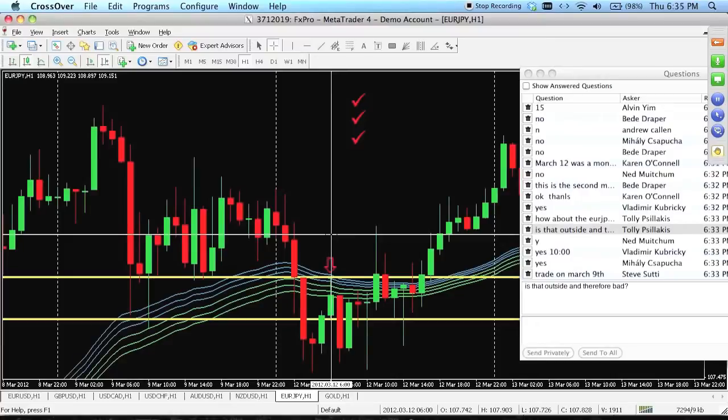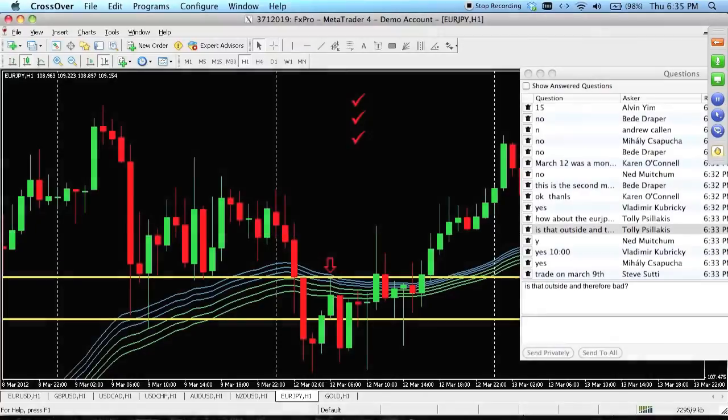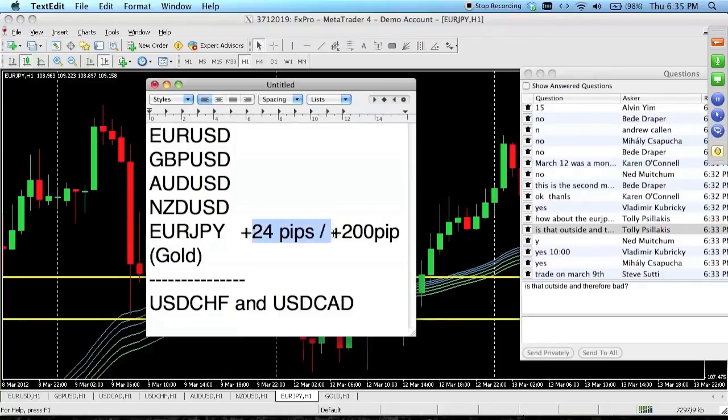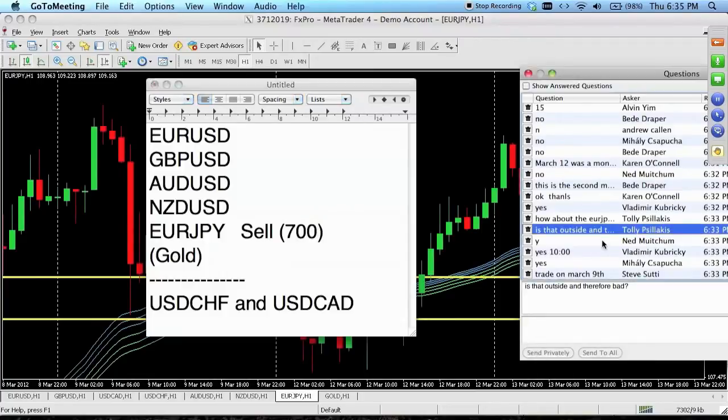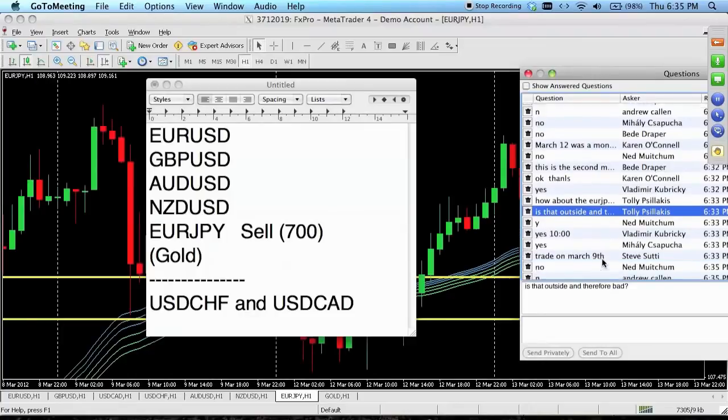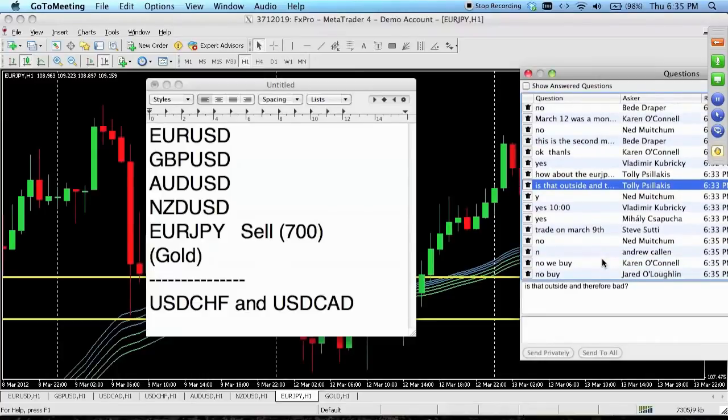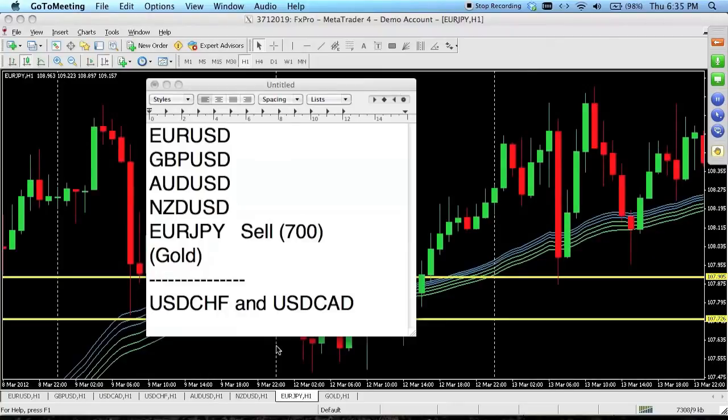Let's take a look at the timings. Let's do the correlation for this. At 7 p.m. we short Euro Yen. Sell at 7. Okay, 700 hours. So if we sell on Euro Yen, does that mean we sell on US dollar Swiss franc and US dollar CAD? No, we buy. Good. Okay, just checking if you guys are sleeping or paying attention. Good. Okay, so let's take a look. We're going to sell everything at 7.